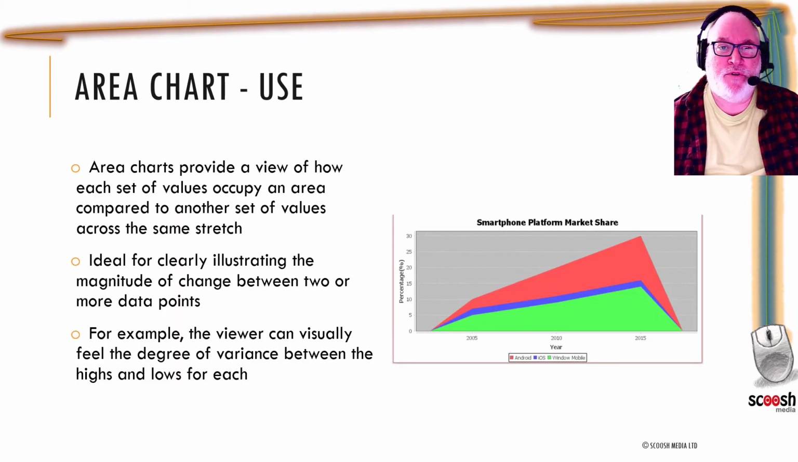So here's some indicators to it. It provides a view of how each set of values occupy an area compared to another set of values across the same stretch as well. So we can see percentages on this one, and we can also see that there's a market share, for example. With the colour coding, we can see who's taken up the greatest amount of market share over a period of time as well. So it says there, for example, you can visually feel the degree of variance between the highs and lows for each of these.